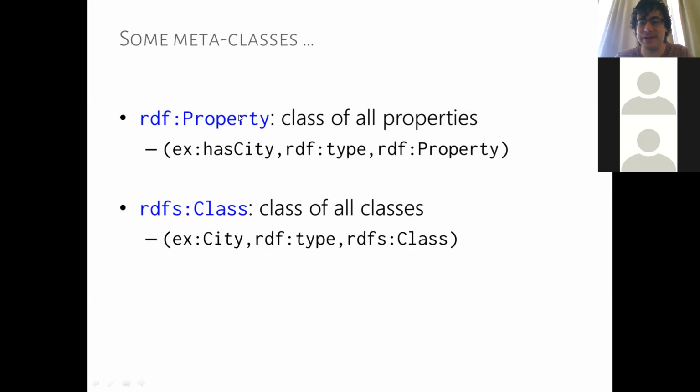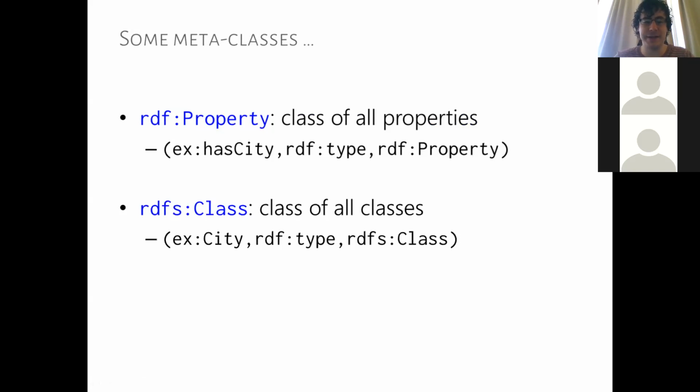A very common error is to add RDFS here and say RDFS property, or to say RDF class. That's a little bit for historical reasons: the property class was defined in RDF, and the class was defined in RDFS. Another common misunderstanding is that rdf:Property is a property. Although it says property, it's not a property, it's a class. It's the class of all properties.